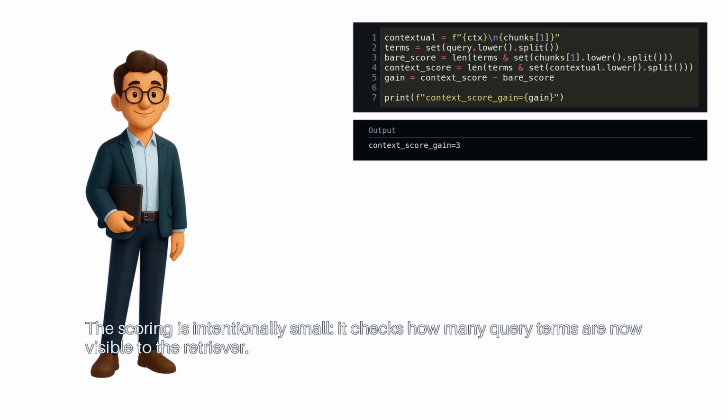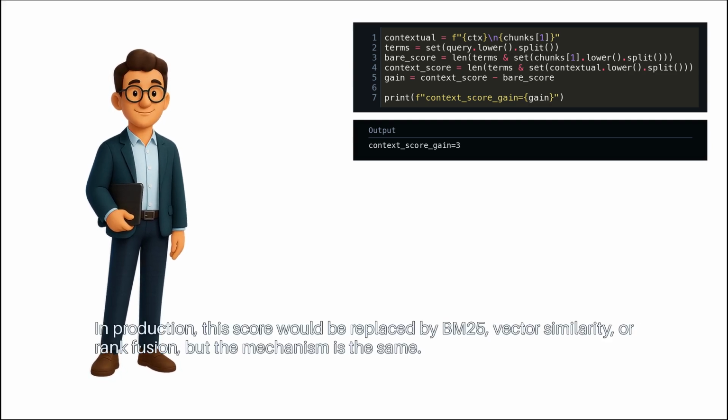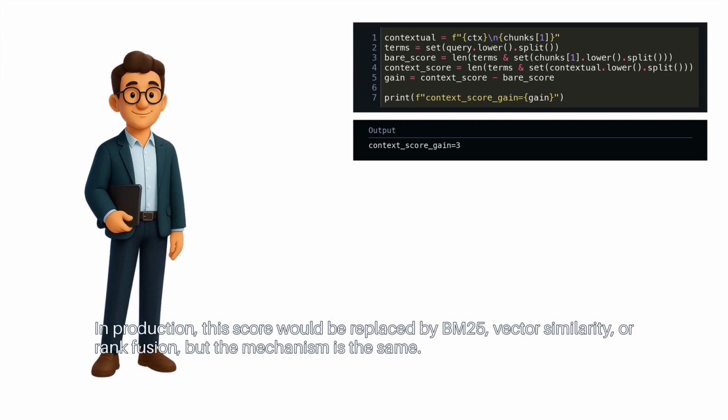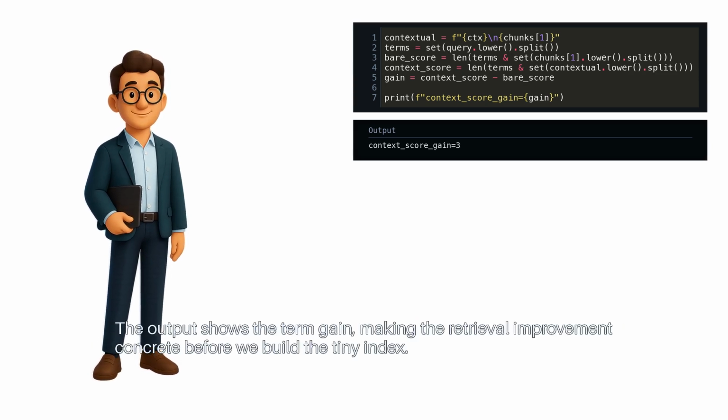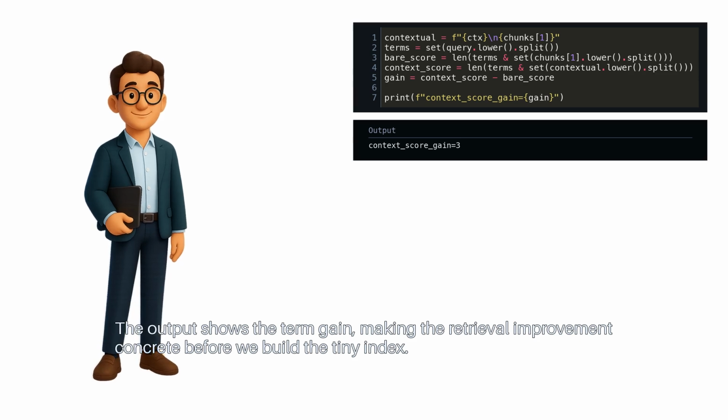It checks how many query terms are now visible to the retriever. In production, this score would be replaced by BM25, vector similarity, or rank fusion. But the mechanism is the same. The output shows the term gain, making the retrieval improvement concrete before we build the tiny index.